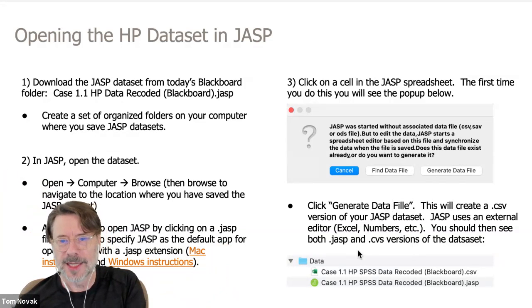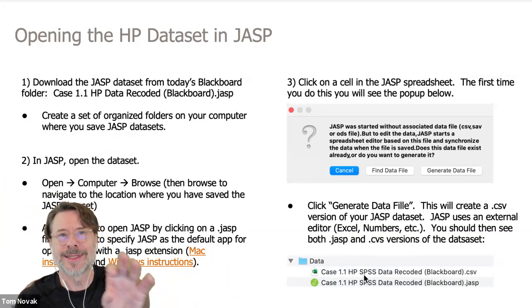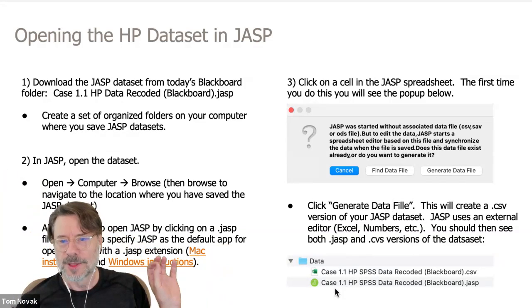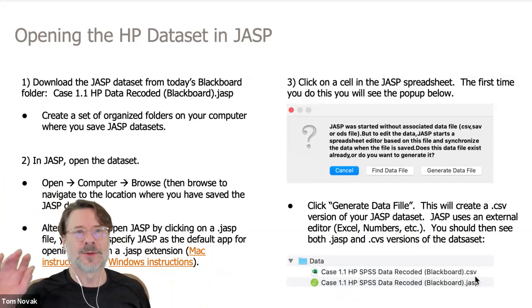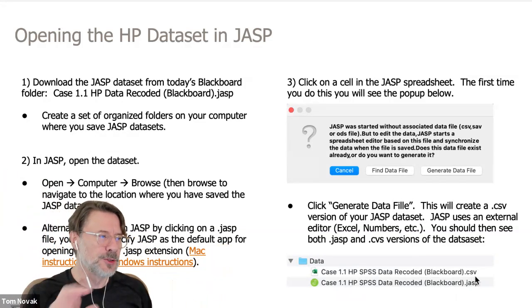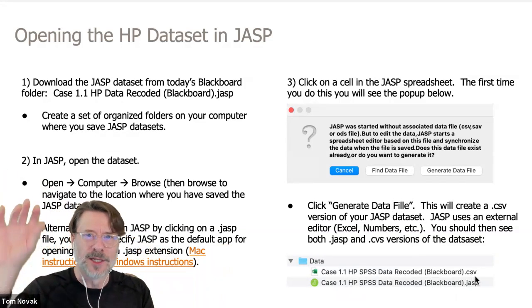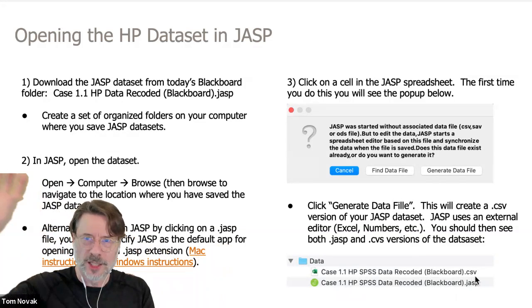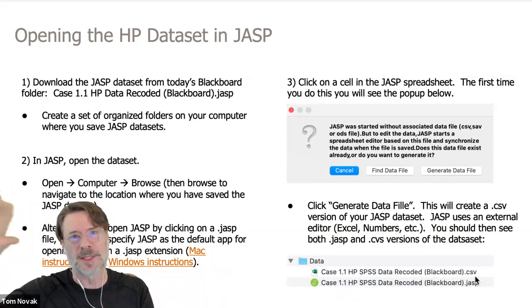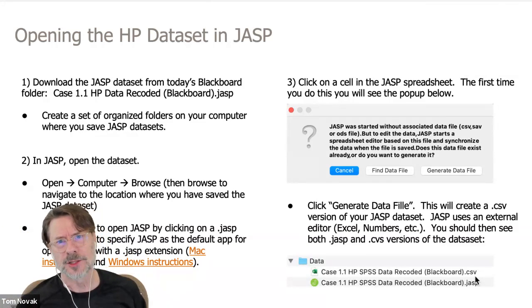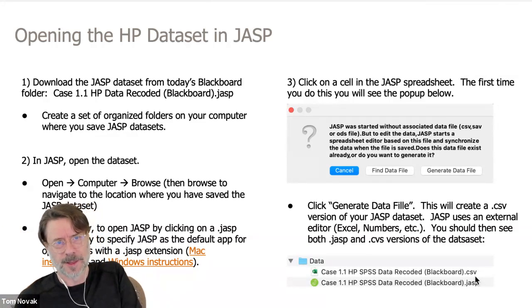So once you do that, and I've got this down here in the bottom right, you will see in your folder, you've downloaded that JASP file, that's sitting there. You generate the data file, and JASP will create for you a copy of your data set in CSV format. And then when you're in JASP, you have the spreadsheet editor, and you click on the cell in there, it opens up Excel, and you actually have 2 copies of your data. One in JASP, one in Excel. And I've got some slides to show you what that looks like as we go through.